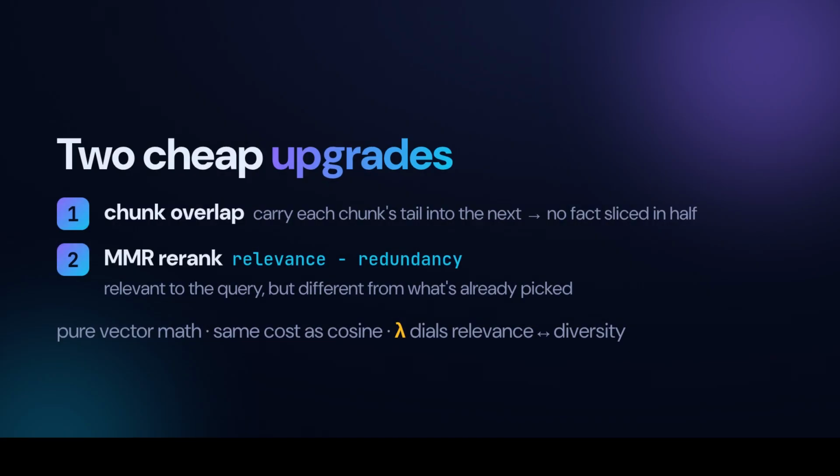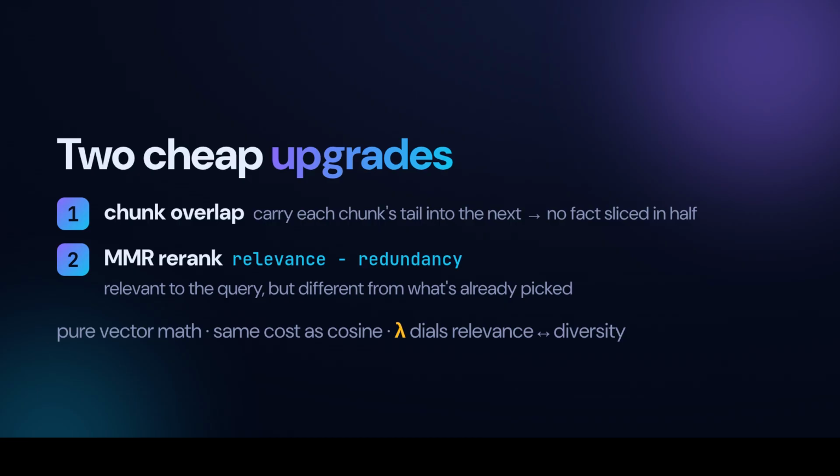2 upgrades. First, chunk overlap. Instead of clean, separate chunks, each one carries over the tail of the previous chunk. So a fact that lands on a boundary still lives whole inside at least one chunk. A little redundancy, on purpose.